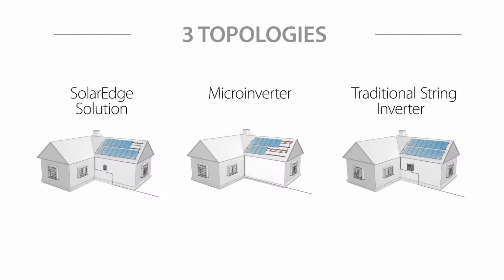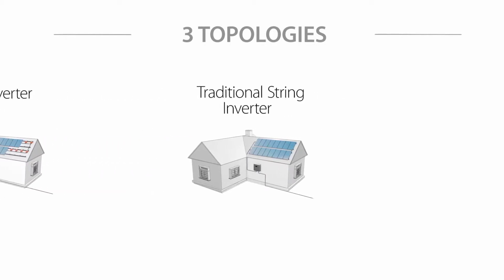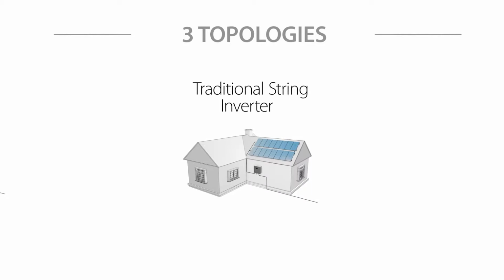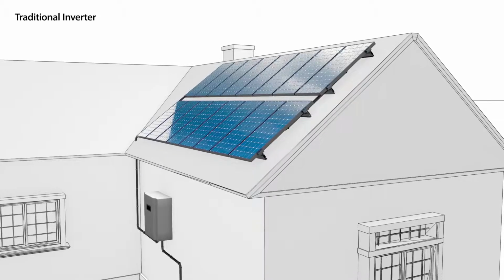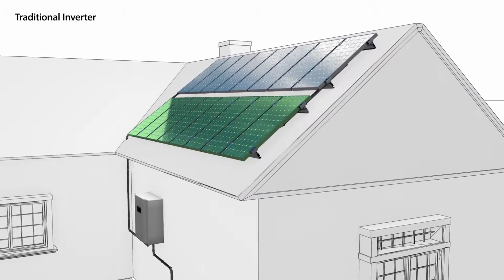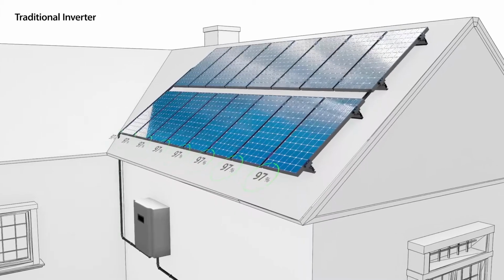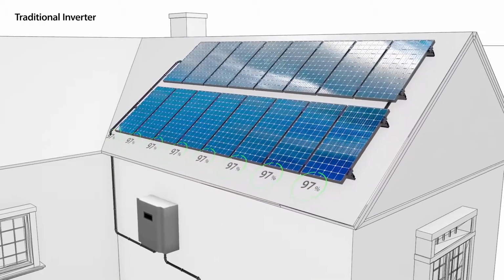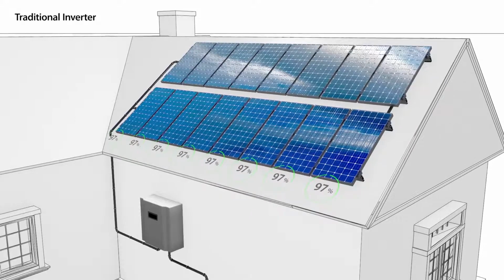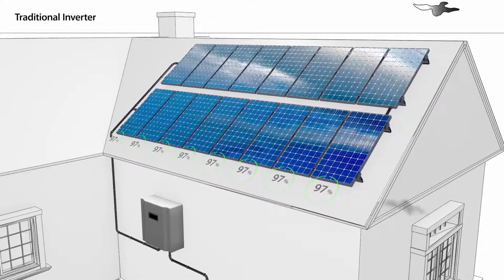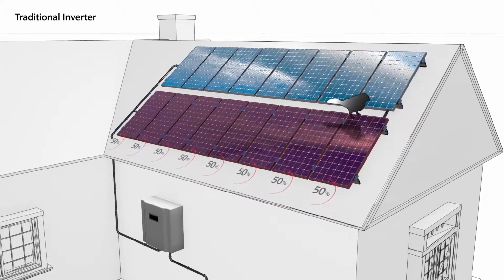SolarEdge solution. The traditional string inverter topology, which is still used in the vast majority of all installations, has a number of significant drawbacks. In traditional systems, panels are wired in a series as a string. Since each panel has a unique power production profile, which is a function of differences in manufacturing variances, installation parameters, and shading patterns, the entire system's output is limited.